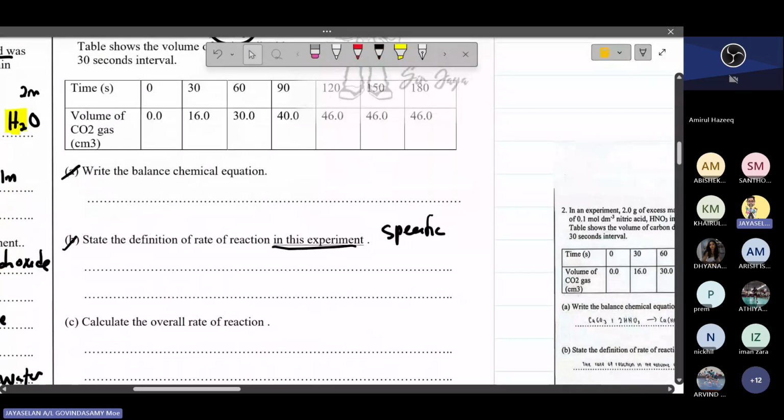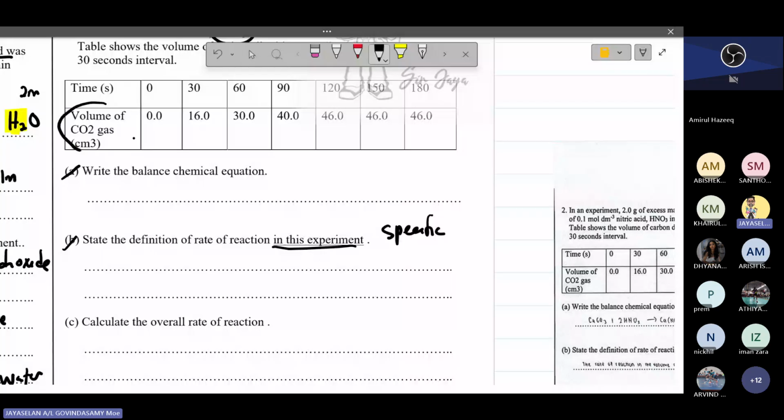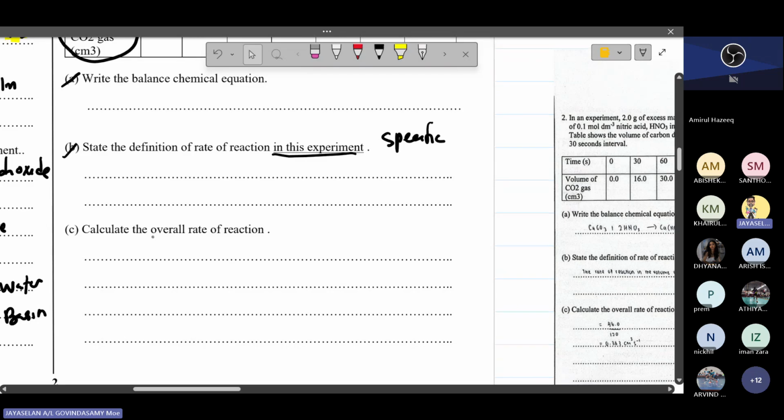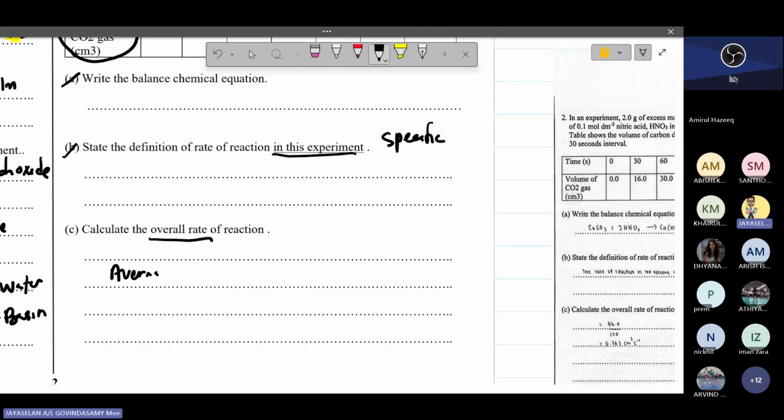Okay, what volume of gas do they collect? The guide already gives you. So you put the change in the volume of carbon dioxide gas per unit time taken. Overall rate of reaction, you calculate the average overall rate of reaction. So you put it here, this cannot be wrong.